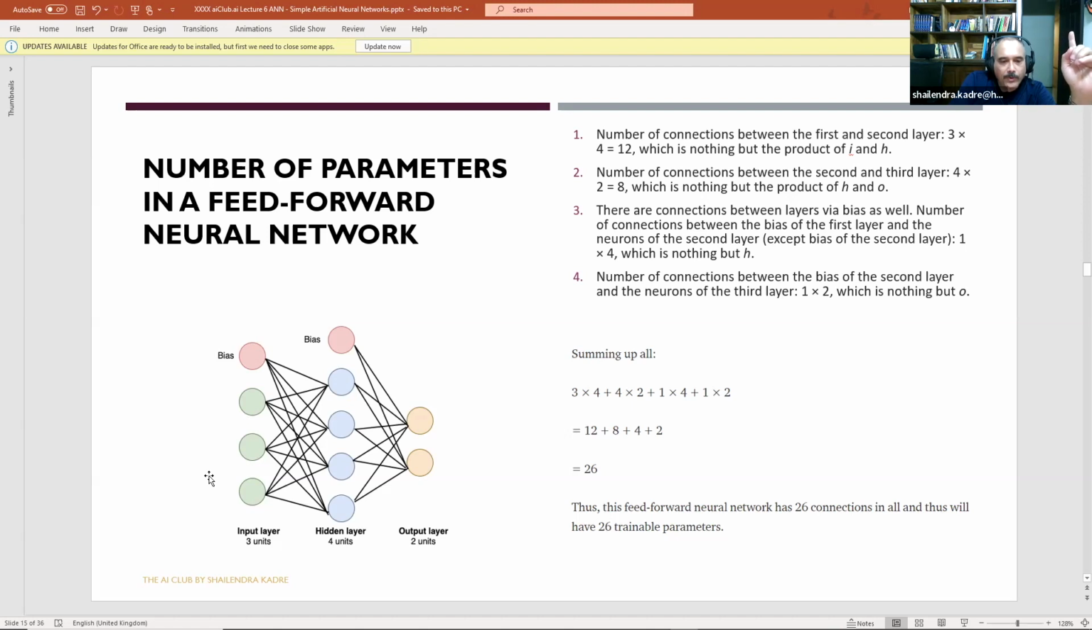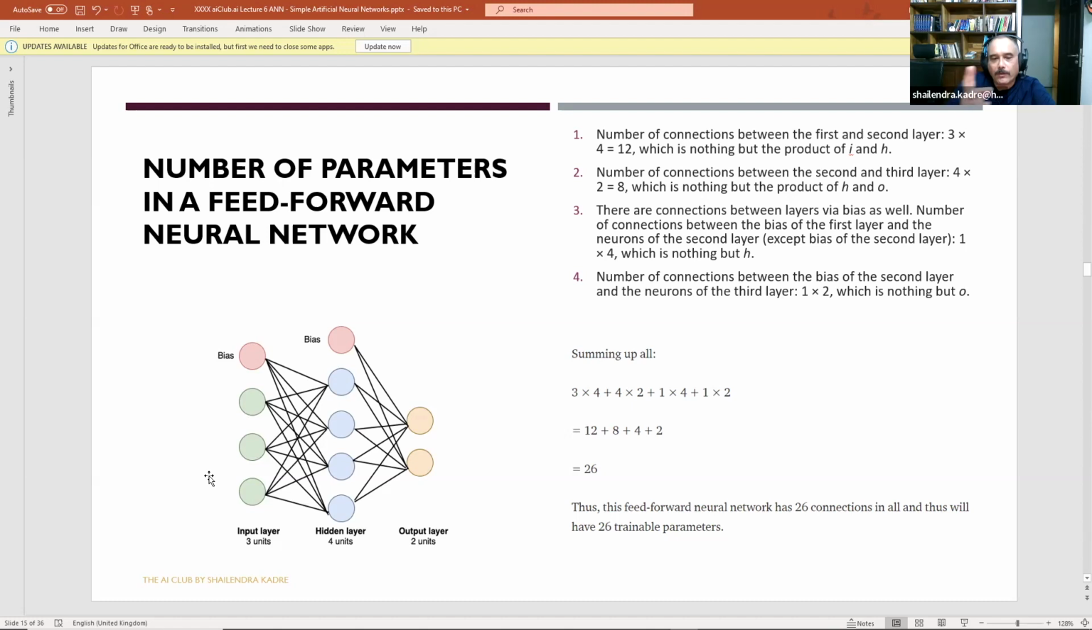So how many weights will there be? How many total weights between the input layer and the first hidden layer, Ashwini? 12. Why 12? Input layer into hidden layer, 3 into 4, so 12 weights. How many will be between the output layer and the hidden layer? The output layer has 2 neurons and the hidden layer has 4 neurons. You apply the same logic. So 8 weights, right?